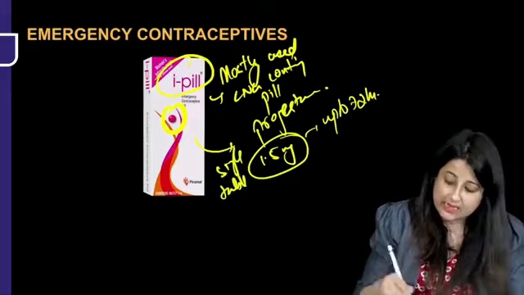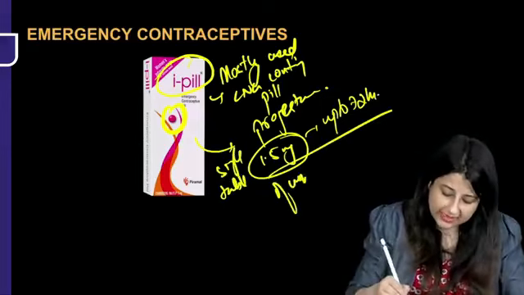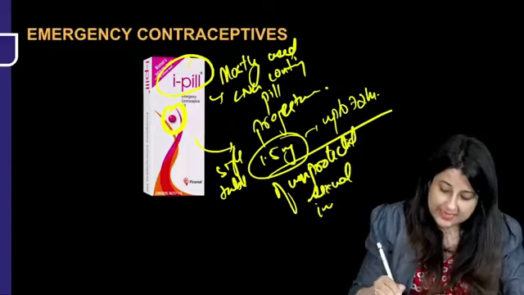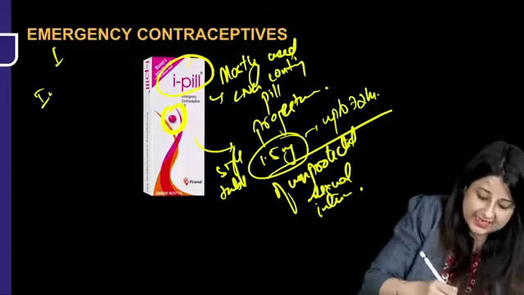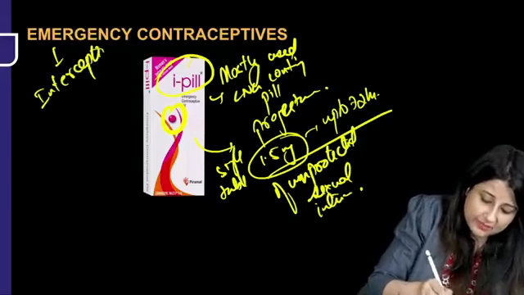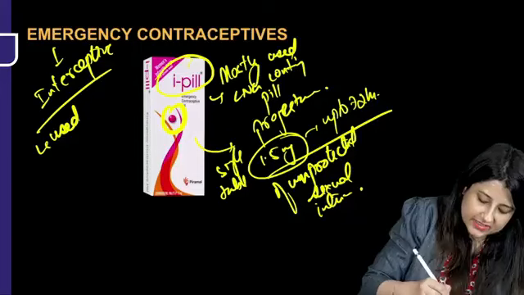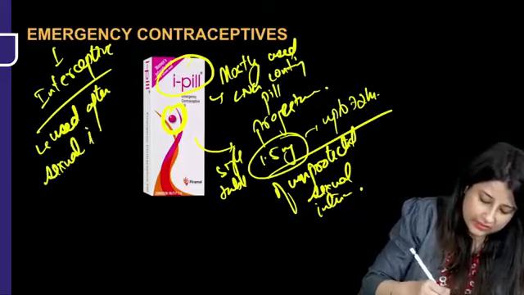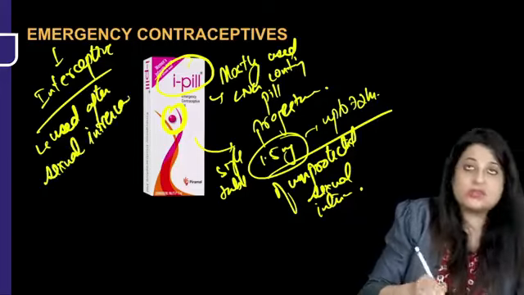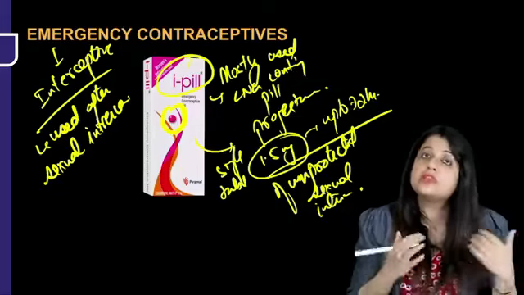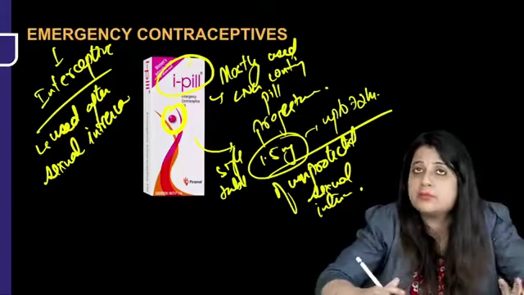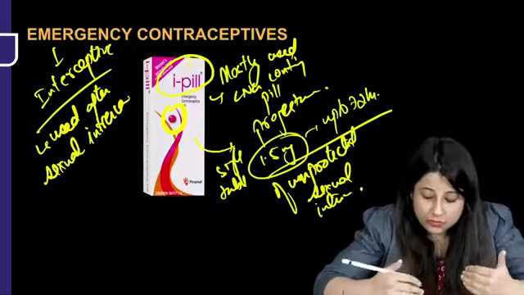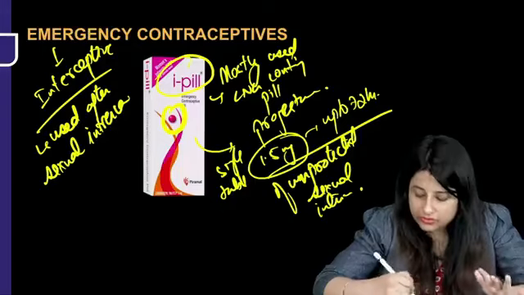Which has to be taken up to 72 hours of what? Unprotected sexual intercourse. Please remember, what are these called? Interceptives. Interceptives means they are used after sexual intercourse. Conventional contraceptives are those used during sexual intercourse, like the male condom and female condom. But interceptives are those used after sexual intercourse. So the most commonly used is the I-pill, or levonorgestrel containing pill.